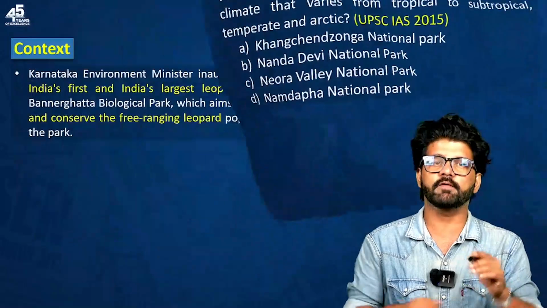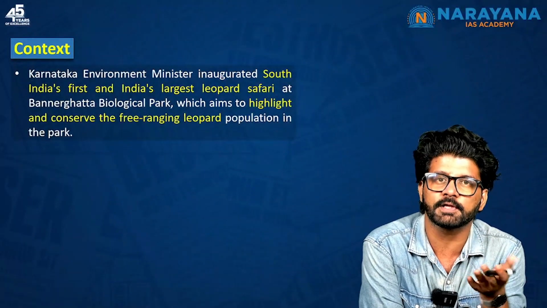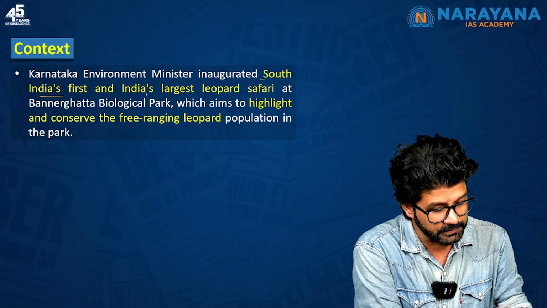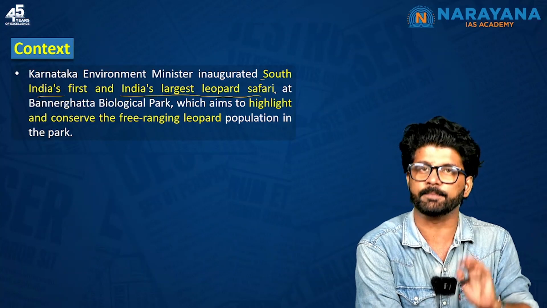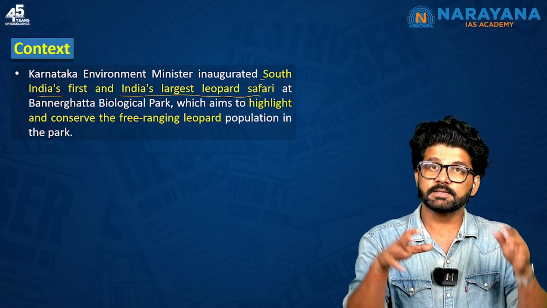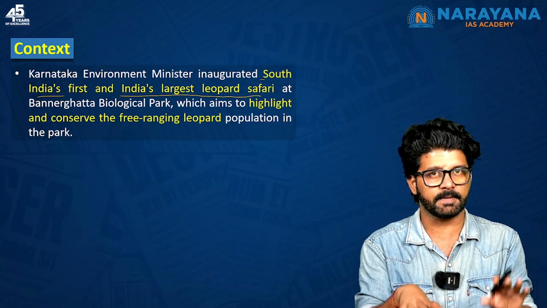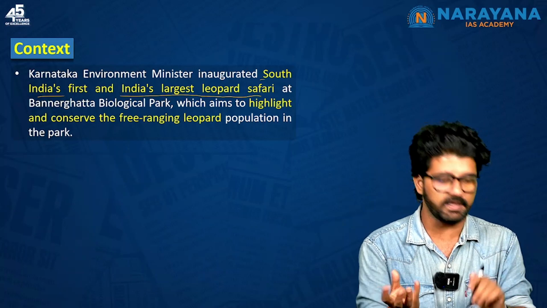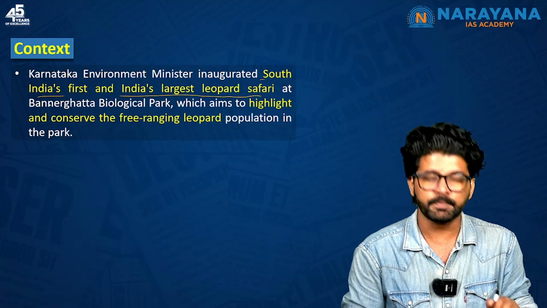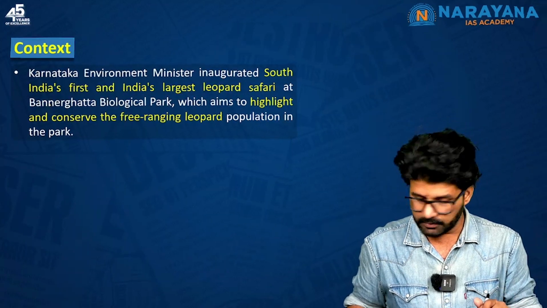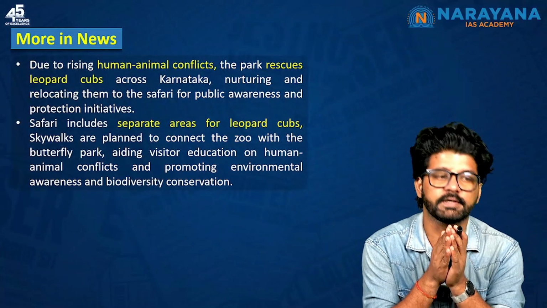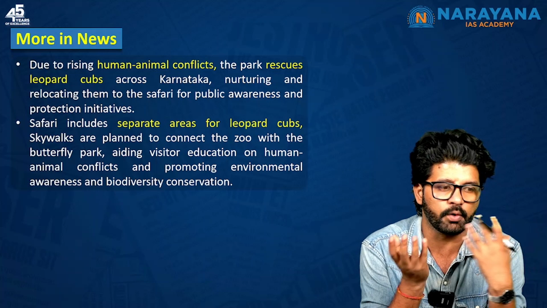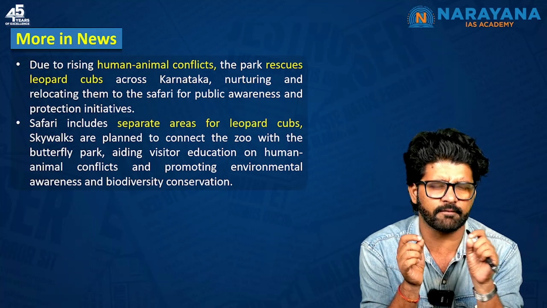National parks you have to cover, especially those which are in the news, right? So the Karnataka Environment Minister inaugurated South India's first and India's largest leopard safari. So we have leopard safaris, but this is South India's first leopard safari, in Bannerghatta National Park, and this is India's largest leopard safari. So there are so many keywords here in Bannerghatta Biological Park, and this is in Karnataka, right? Now, you also have to understand where Bannerghatta National Park is located, and which river is adjacent to it or near it. So many keywords we have to pay attention to here.